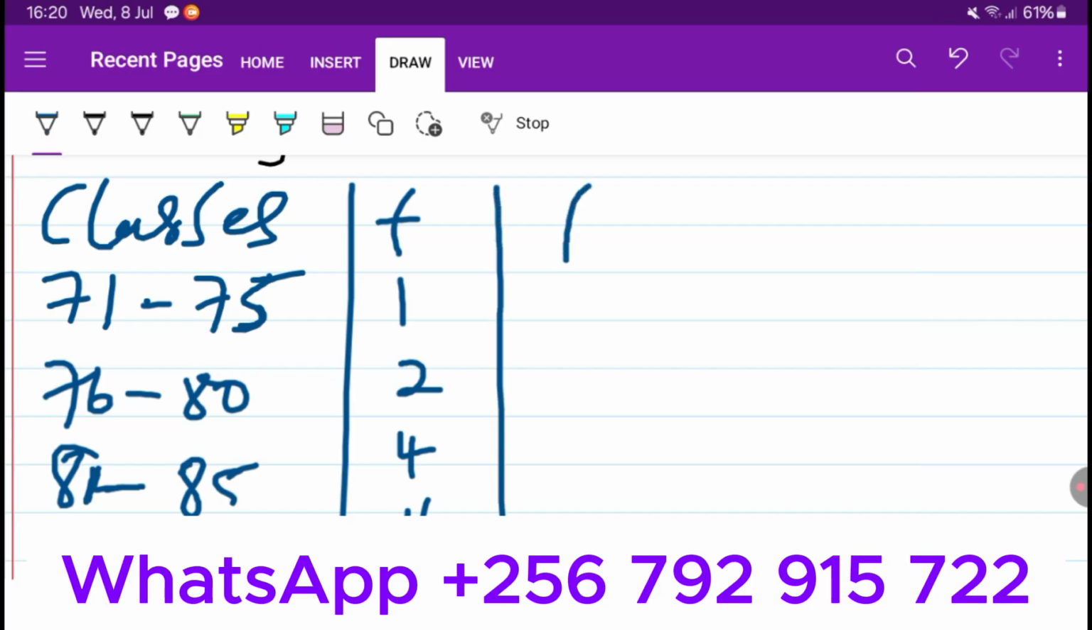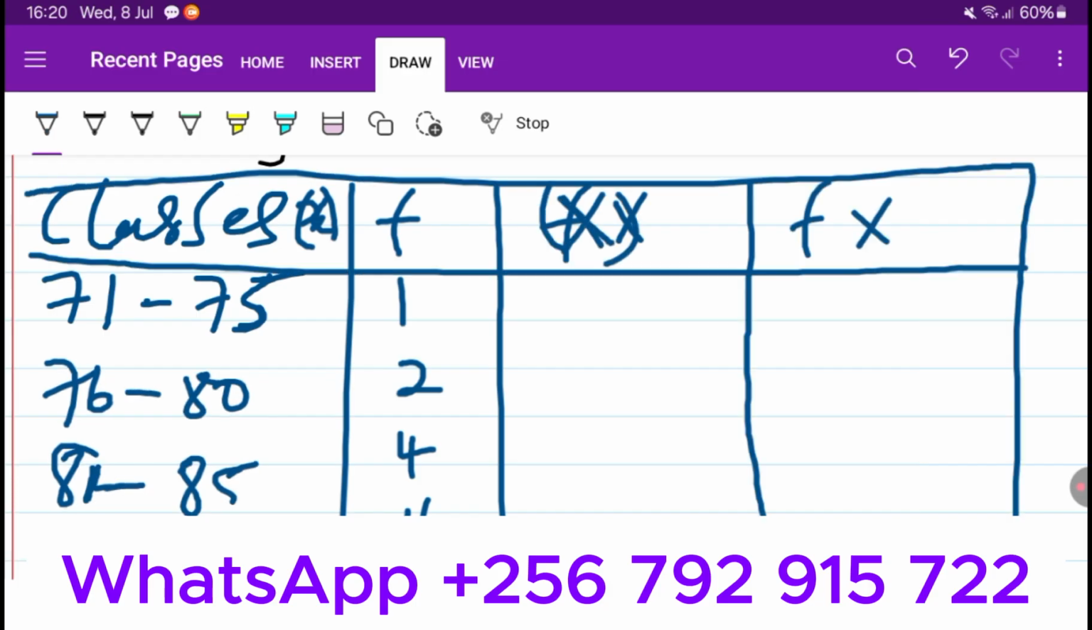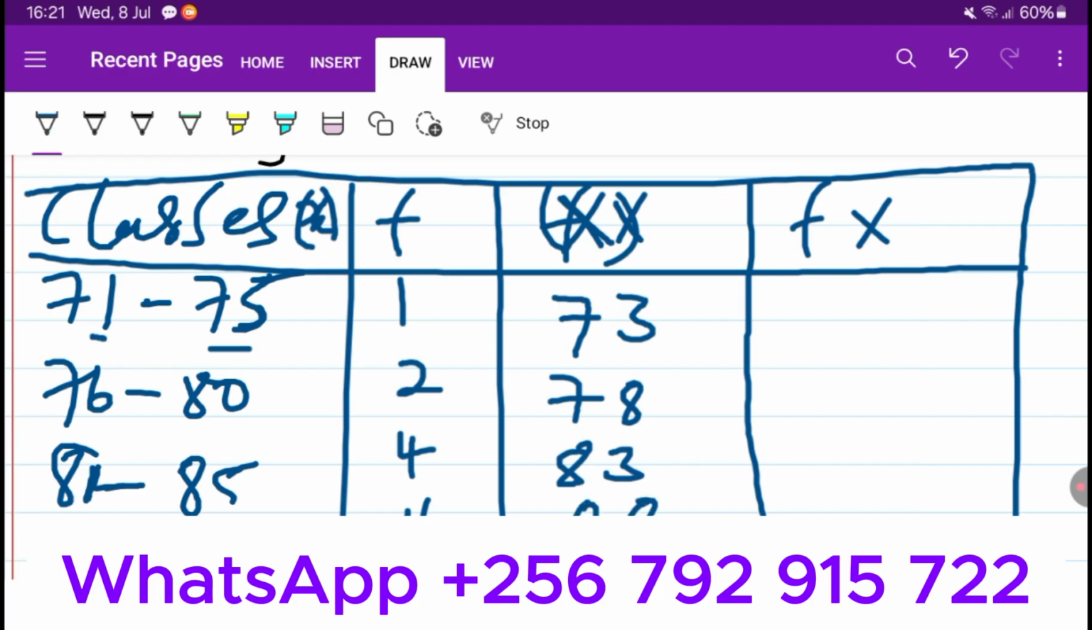So we compute our fx. These are our classes, and we are now computing our x values, which are the midpoints. So we say 71 plus 75 divided by 2. This will be 73. This is 78. This is 83. This is 88. And lastly, we have 93.